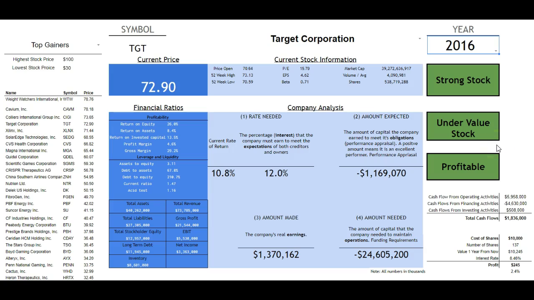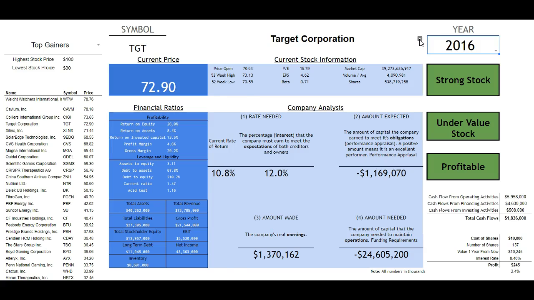So the question is, would I invest in the Target company? Yes, I would. It is a good company. For the last 2-3 years, they've had strong earnings. They've had real earnings. They've met their obligations to both the owners and the creditors, and the amount that they need to run daily operations has been stable. Okay, with that being said, again, I would invest in this company. It is a very good company, very profitable.